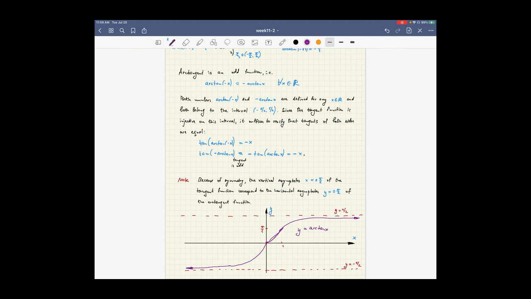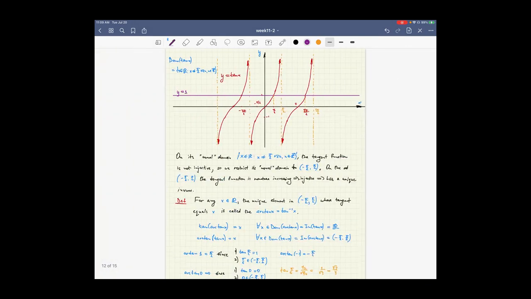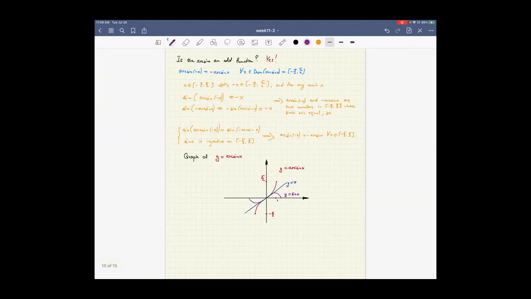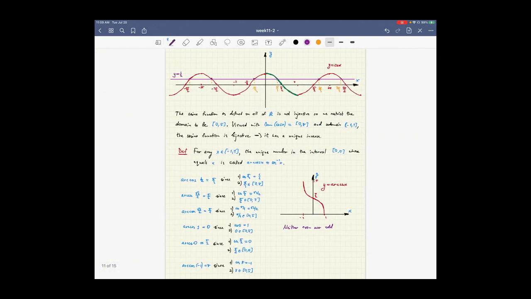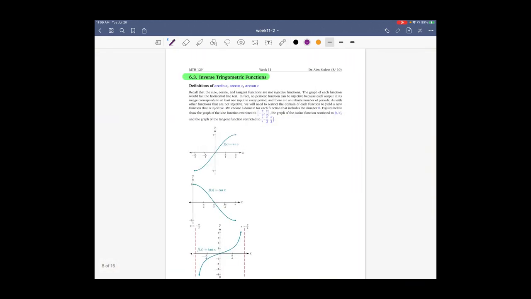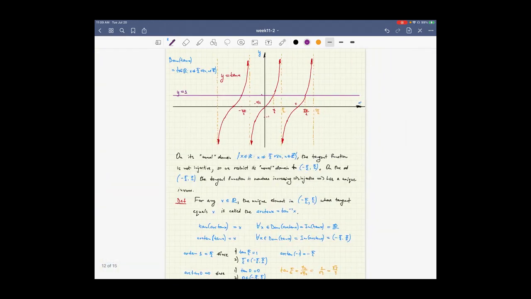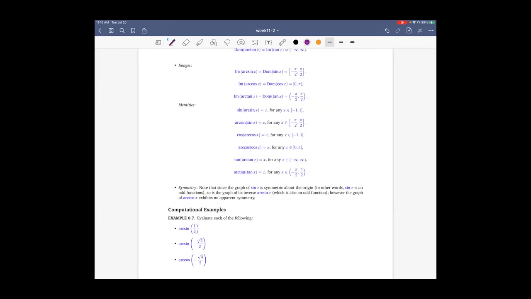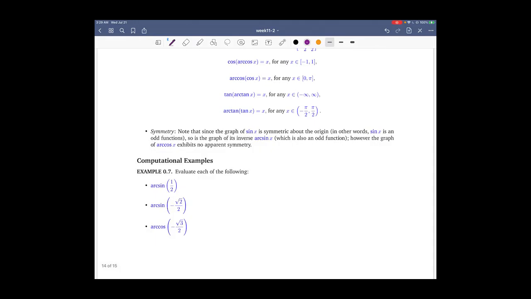So these are the definitions of the 3 most common inverse trigonometric functions: arctangent, arccosine, and the arcsine function. So what's left to do is to work through these many computational examples, which are very important. In fact, some of these examples we have already done. For example, we certainly computed arcsine of 1/2.